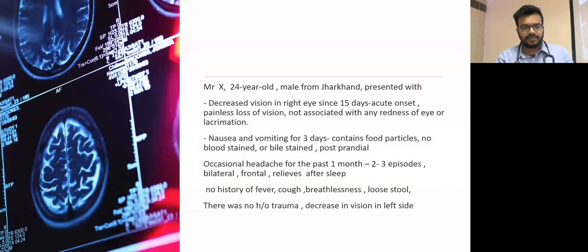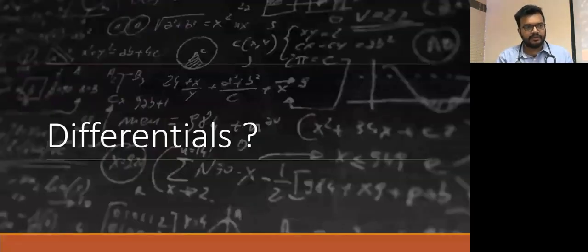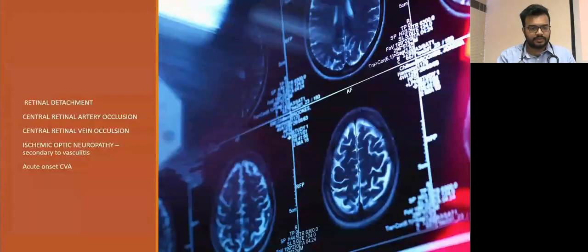Before going to the further history, I just put a question. What are the differentials for the acute onset of painless loss of vision? So we are running out of time. The differentials to consider for acute onset of painless loss of vision are retinal detachment, central retinal artery occlusion, central retinal vein occlusion, ischemic optic neuropathy, and acute onset of CV.